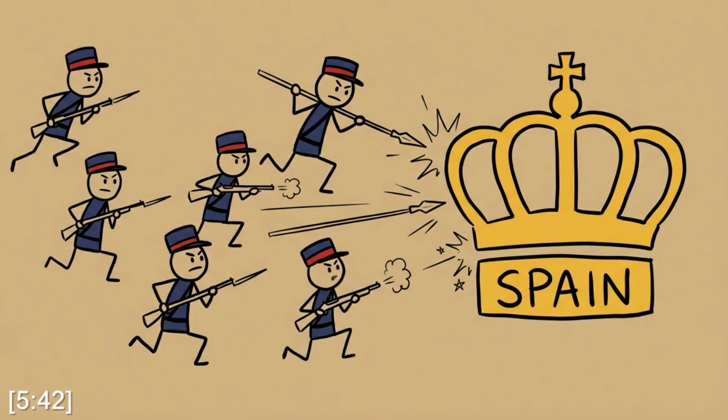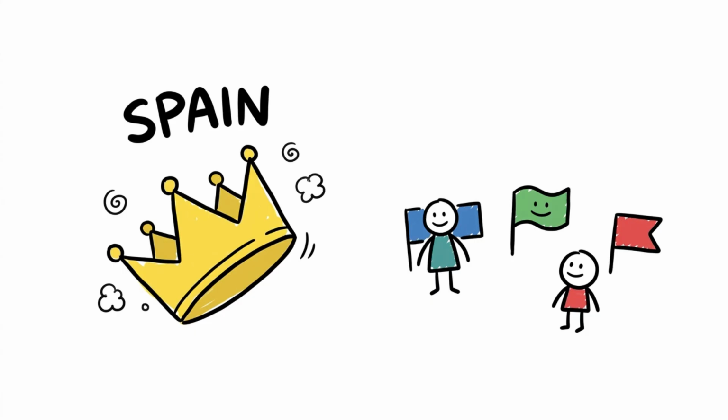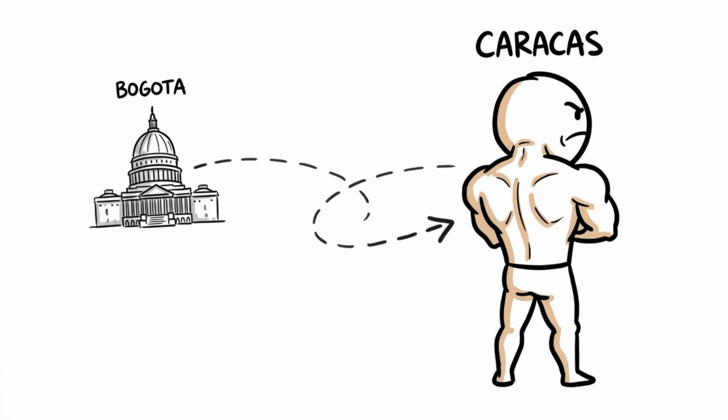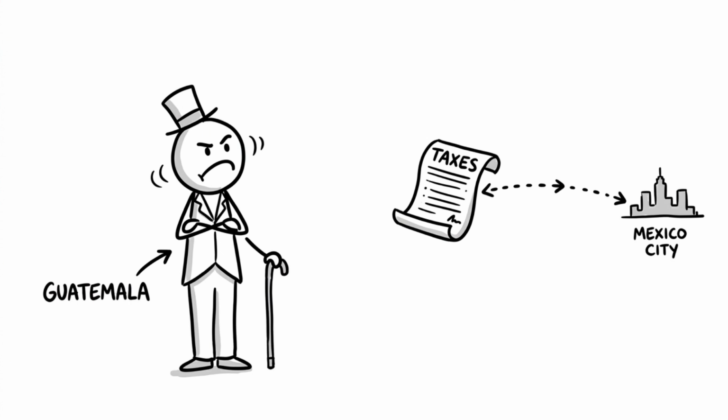Regional elites, the wealthy landowners, merchants and military commanders who had gained power during the independence wars, had strong incentives to keep power local. A regional strongman in Caracas did not want to answer to a president in Bogotá. A wealthy planter in Guatemala did not want tax decisions made in Mexico City. Independence had shattered the Spanish crown's authority, but it replaced that authority with dozens of local power centers, each one reluctant to surrender control to a larger union.